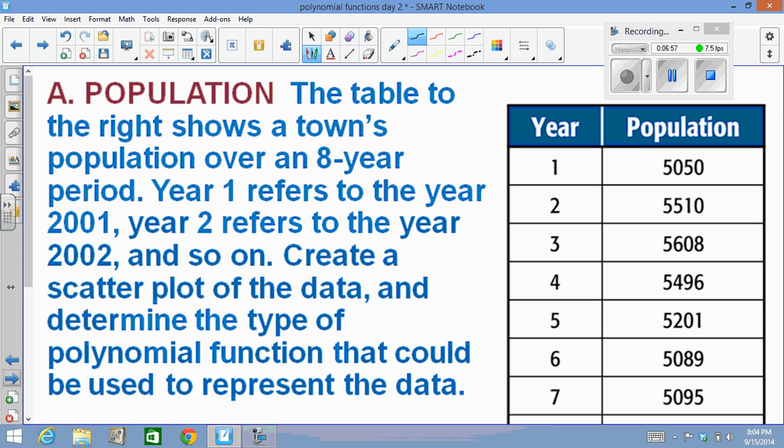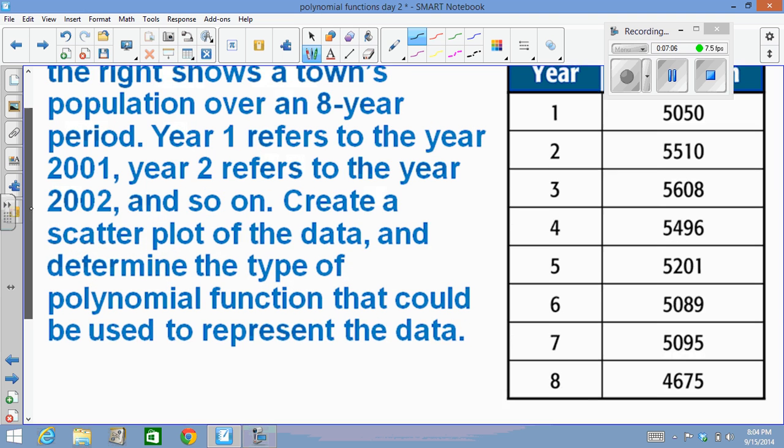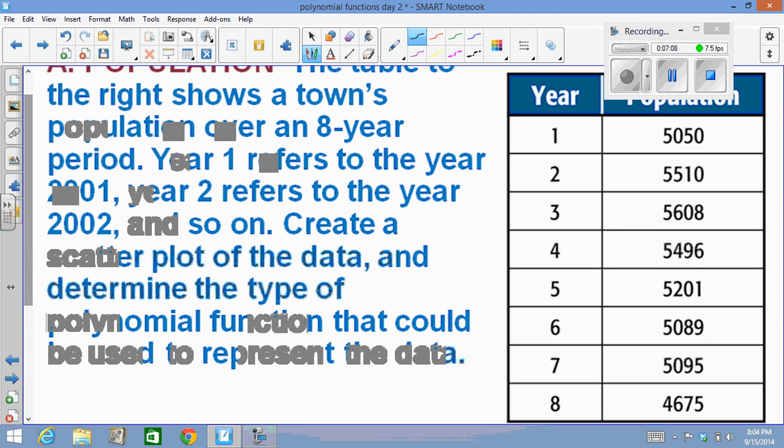So again, I hit Stat. I went to Edit. In line 1, I want to put the years. So I'm going to put the numbers in from 1 to 8, because those are my X values. My X values are going to go in line 1. Then I'm going to put in line 2 my Y values. So my Y values are going to be my population. And I just type those all in.